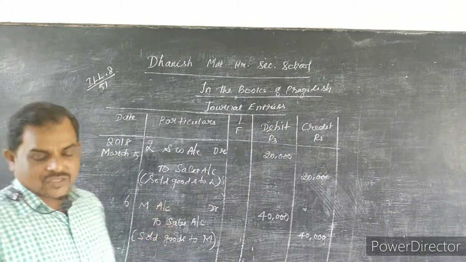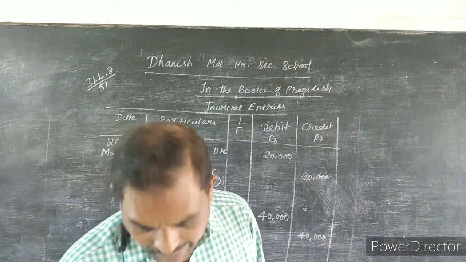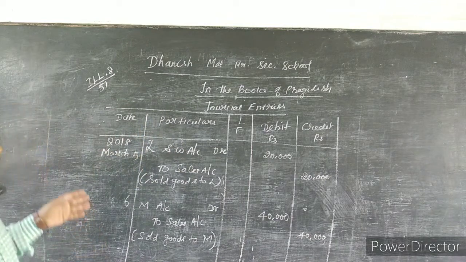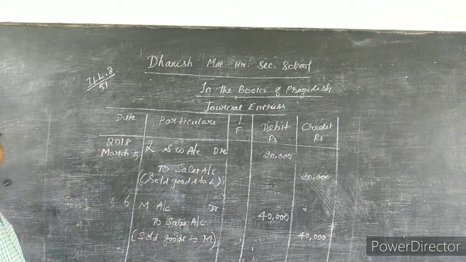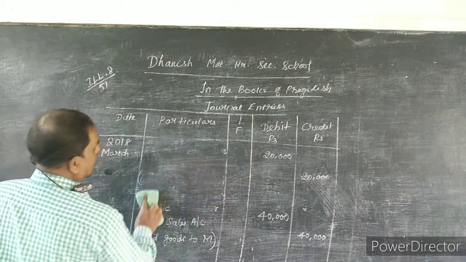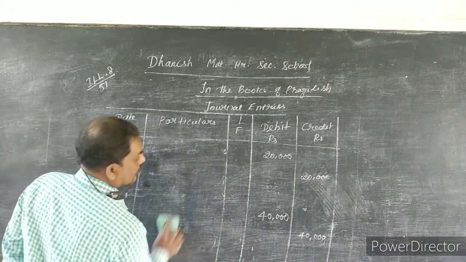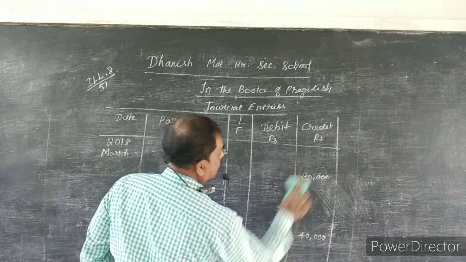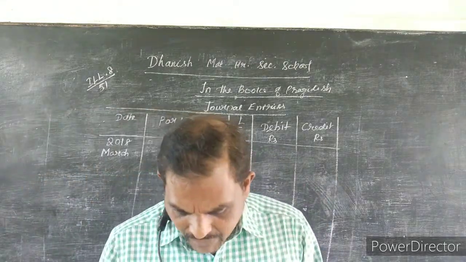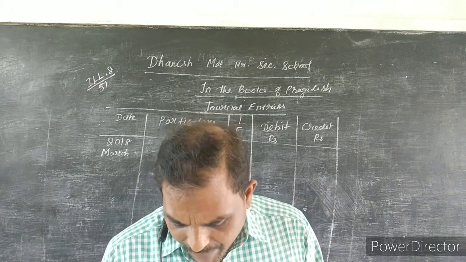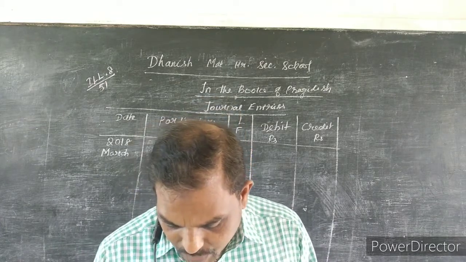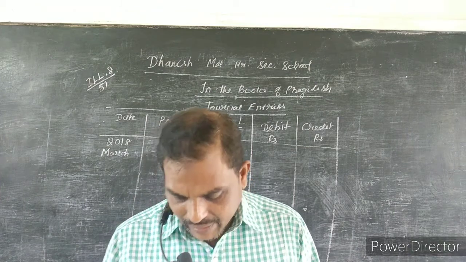Okay. What is the next journal entry? Date 7. This is the 5th date entry, 6th date entry. Now I am going to teach you the date 7 journal entry. What is the date 7? Received a check from M in full settlement and deposited it into the bank.